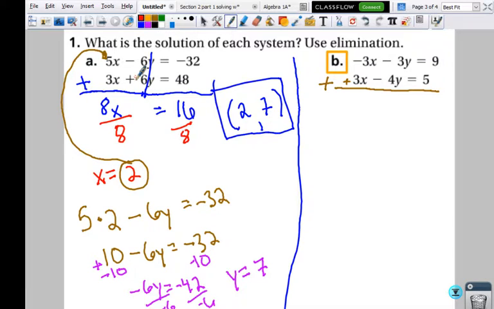Add straight down. Bro, I'm still stuck. You add straight down. What's negative 3x plus 3x? Zero. So are you gonna write it down? Are you even doing your work? So you're gonna do the same thing for step 3, correct?